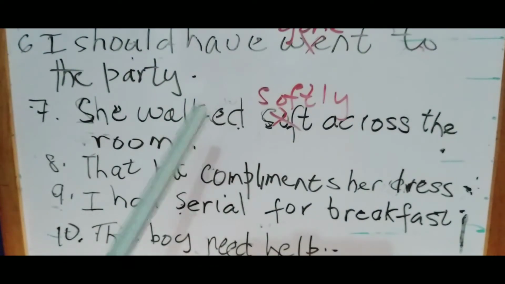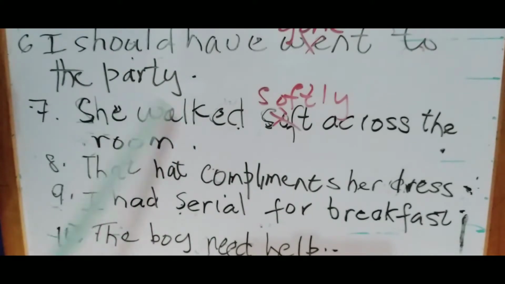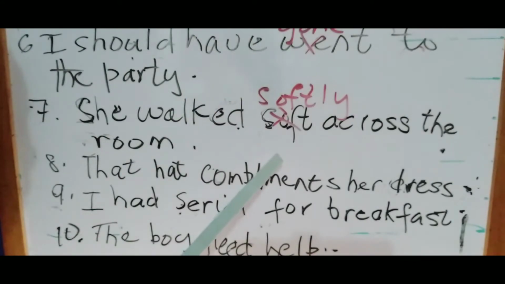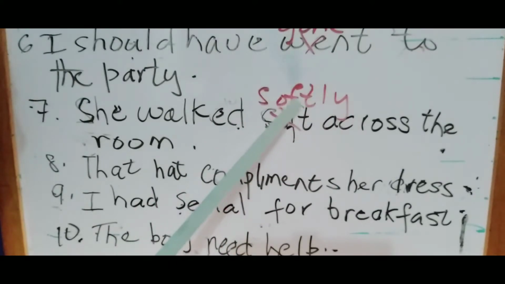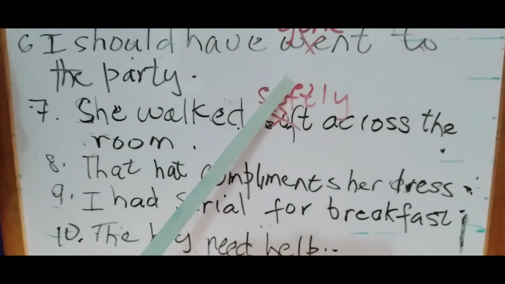So instead of saying she walked soft across the room, we would say she walked softly across the room, because this is supposed to be an adverb, and adverbs usually end with ly. Adverbs usually tell how the action is done. All right. She walked. How did she walk? She walked softly. Not she walked soft. Because remember, the adverb usually ends with ly. So the sentence should read, she walked softly across the room. Let's go on to number 8.